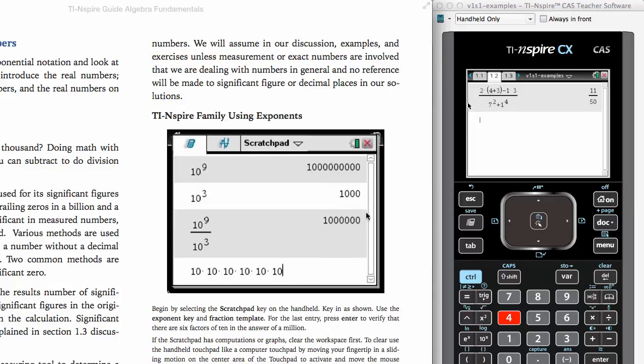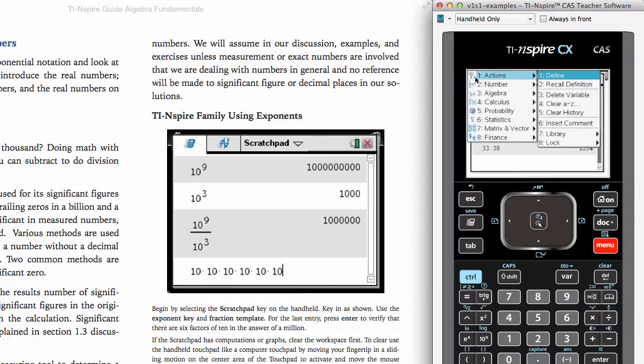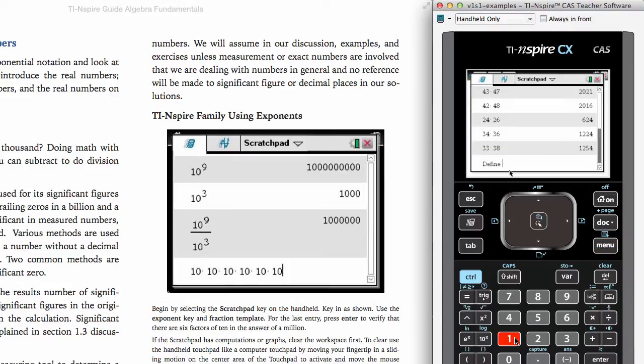Okay, so we're going to go over to our calculator. We're going to switch to the Scratchpad area. The Scratchpad area had, again, our introductory lesson of multiplying numbers out. So we need to clear this out. So if we go to Menu, and then we go to Actions, which is number 1. Okay, oops, I didn't mean to do that. So let's get rid of this word define.